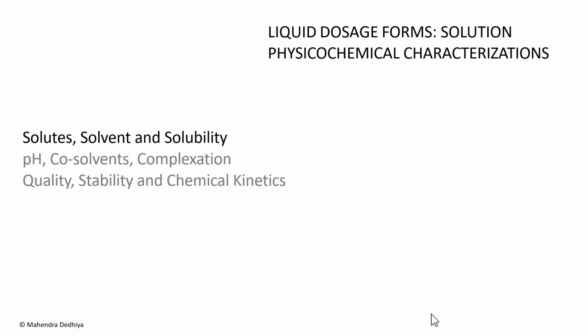First is solute, solvent, and solubility. Second is on pH, co-solvent, and complexation. And the final is quality, specifically quality by design, stability, and chemical kinetics. This gives a comprehensive understanding of physicochemical characterization of solution formulation. In future modules, we would look at suspension and emulsions.